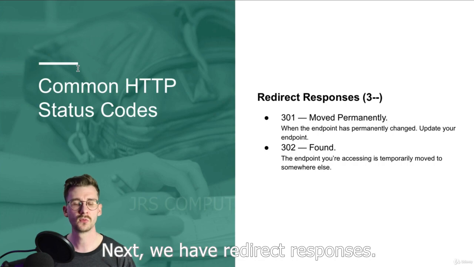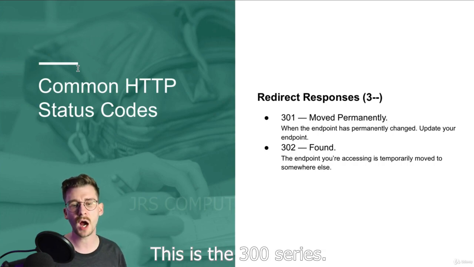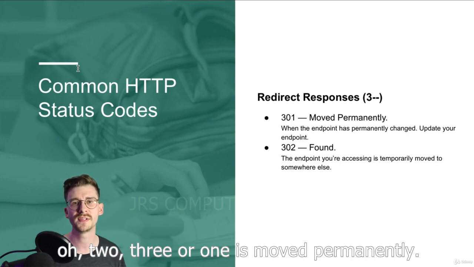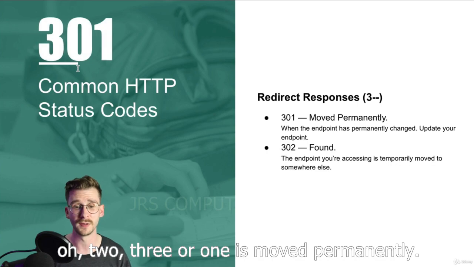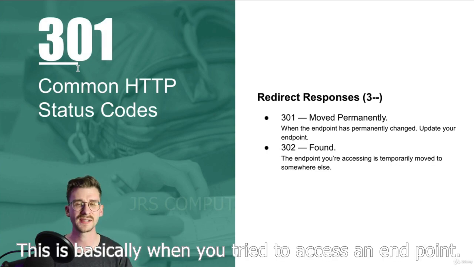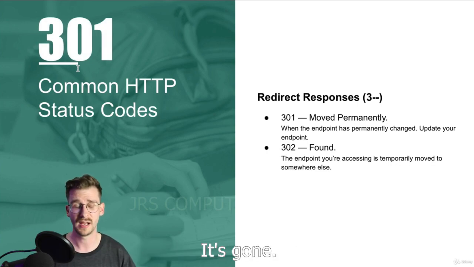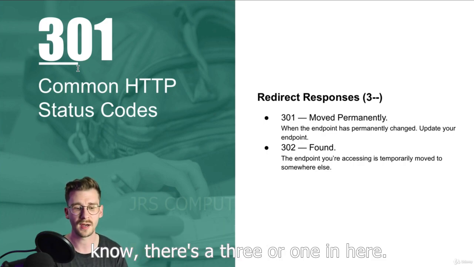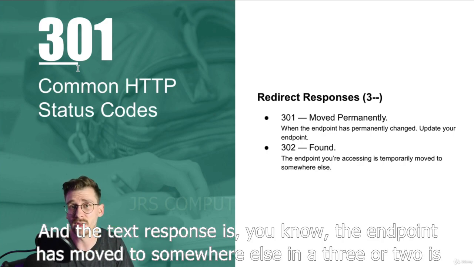Next, we have redirect responses. This is the 300 series. Again, there are a ton of these, but the most common 2 you will run into are 301 and 302. 301 is moved permanently. This is basically when you try to access an endpoint and it's gone, it's moved to a different place. And maybe that redirect happens for you, or maybe you get a different error that basically says, there's a 301 in here and the text response is, the endpoint has moved to somewhere else.